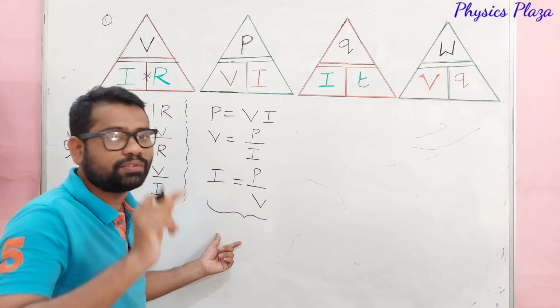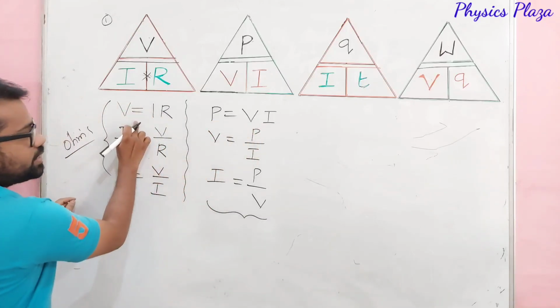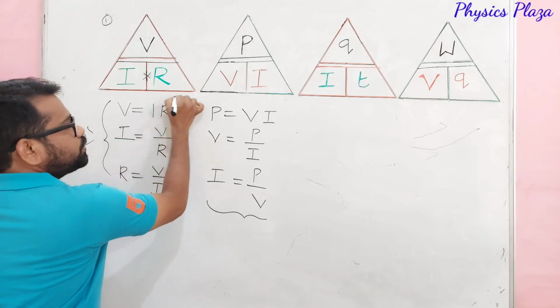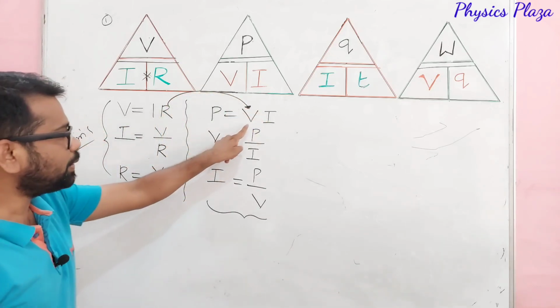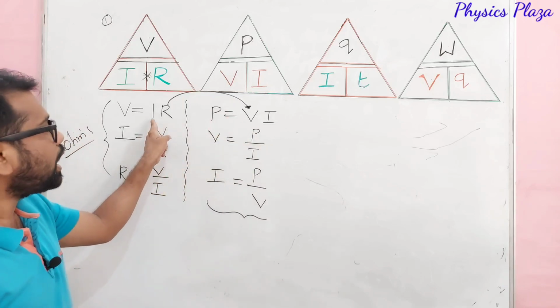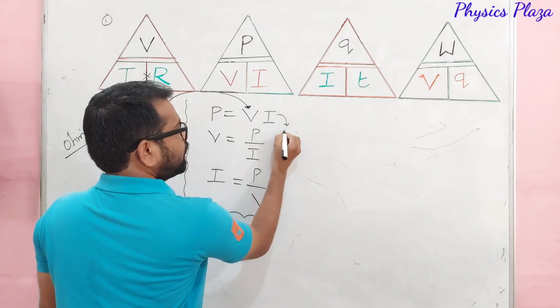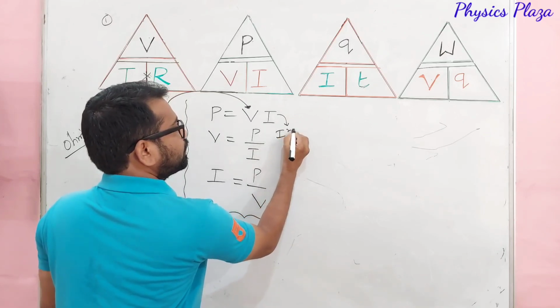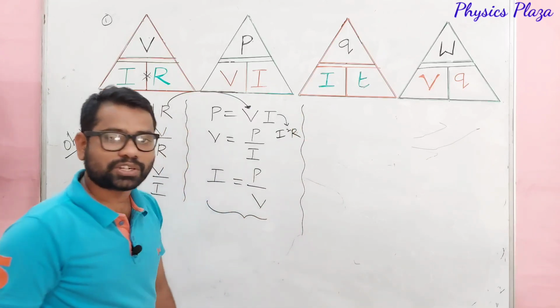Dear children, here is one more point. As you know, P is equal to VI, but here I is equal to V by R. So substitute this here, then you will get one more new formula. Here in the place of V, we are writing IR. So IR into I, what will you get? You will get I square R. I square R you will get. So this is all about the second magic triangle.